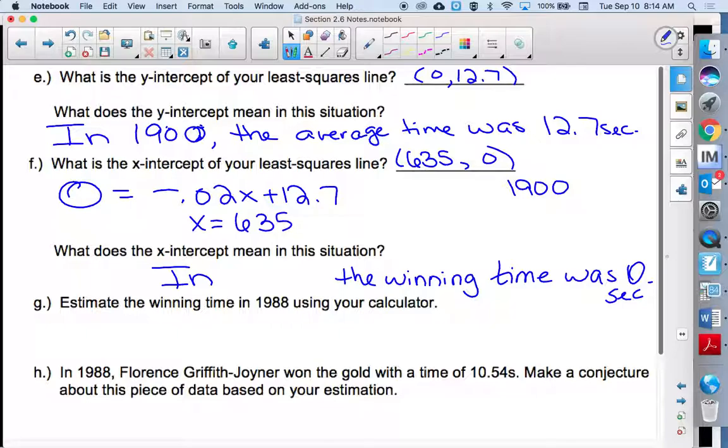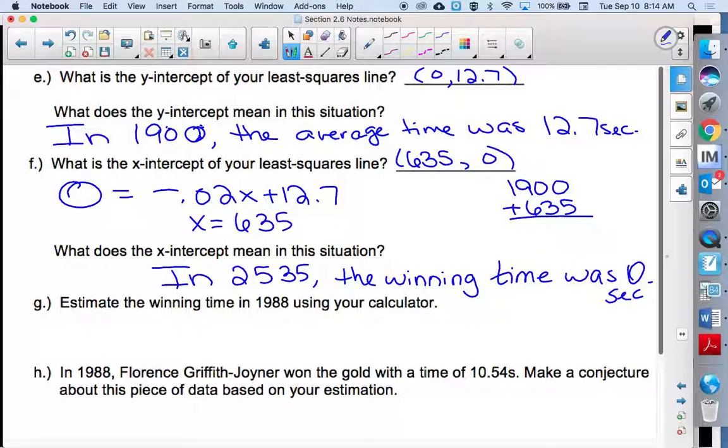Peter wants to help you out. 2,535. So if you take the initial year, that we're starting with is 1900. We're going 635 years into the future. So when you add those together, that gives us the year 2,535.